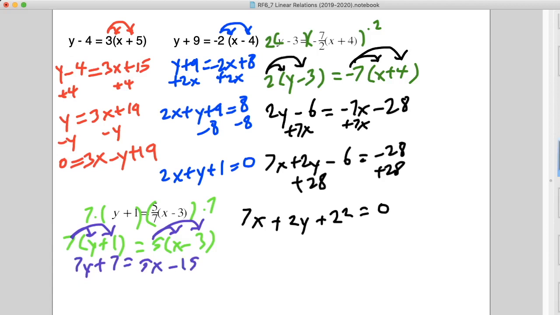Because our 5x is positive, we're going to move everything onto the right-hand side. So I'm going to subtract 7y and subtract 7 from both the left and the right-hand side. And yes, you can do both at the same time. So we'll end up with 0 is equal to 5x minus 7y, then minus 22 is my final general form there.